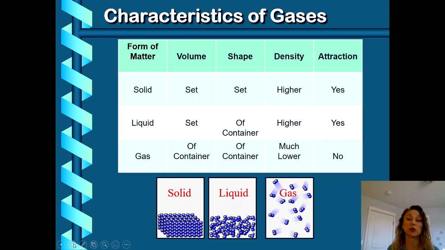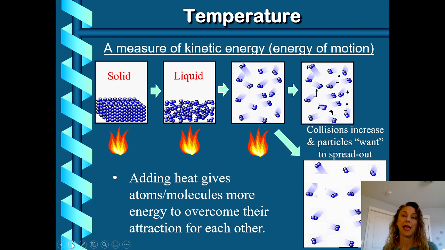Now gases, they're so spread out, as you can see in the little gases icon right there, that their density is much lower. They don't act like they have an attraction for each other. Really, some gases do, but they mostly don't act like it. So the volume of the gases is going to be whatever container you put them in, and same with the shape. So, focusing on gases, and now temperature.